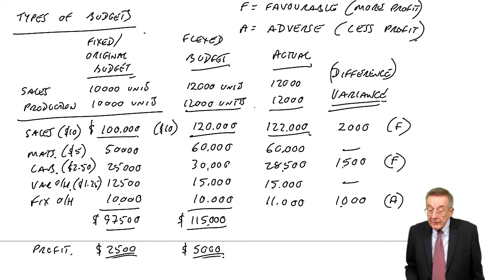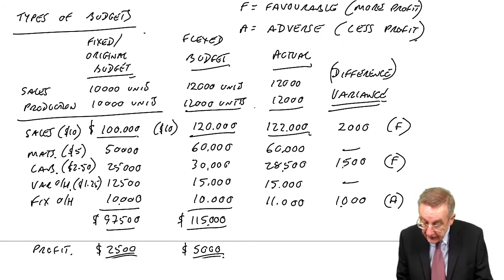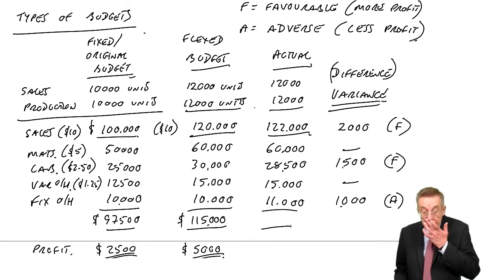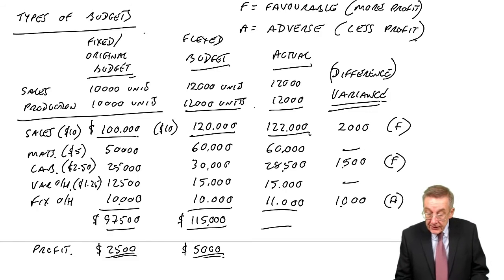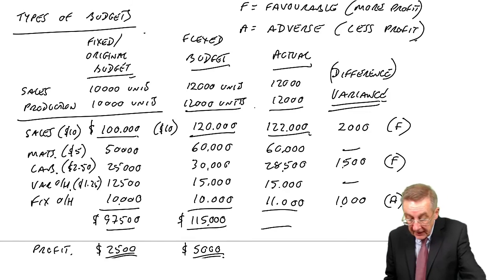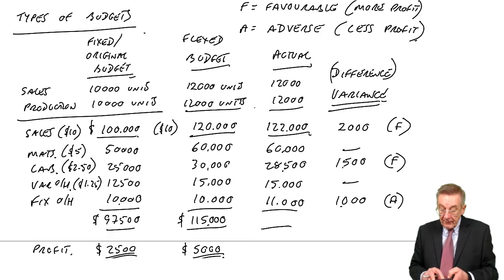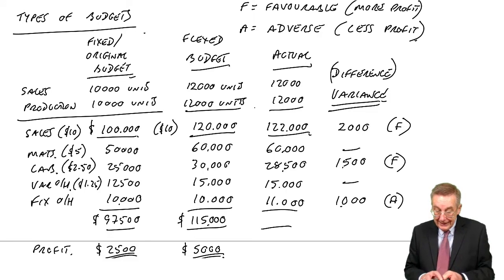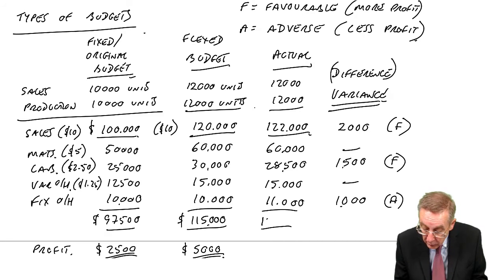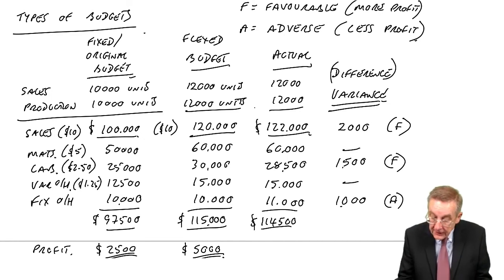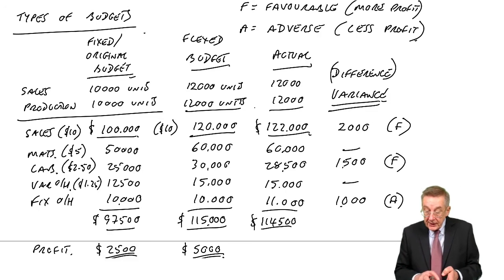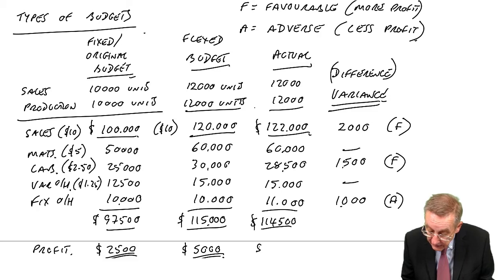And let's tidy it up. First of all, what was the actual profit? Well, the actual costs are 60, 88.5. Oh, I'll use my calculator. The actual costs total 114,500. And so the actual profit, 122 minus 114,500, is 7.5.